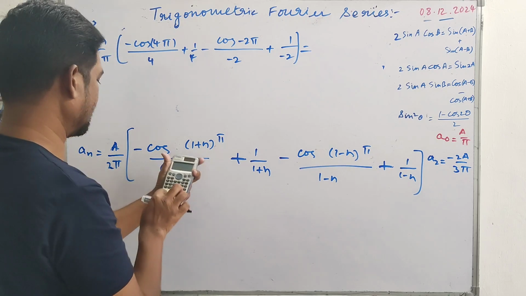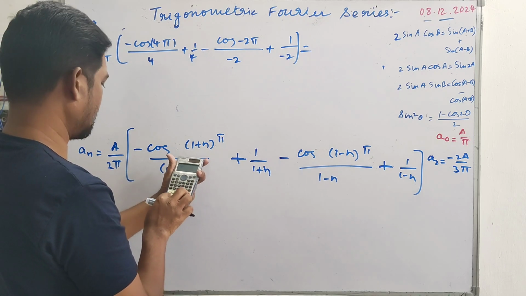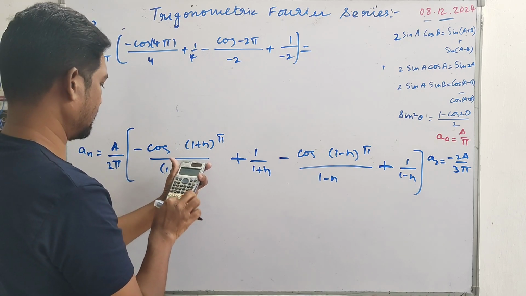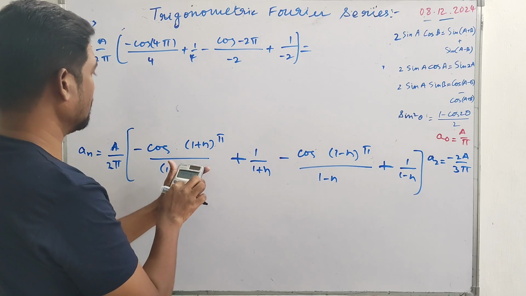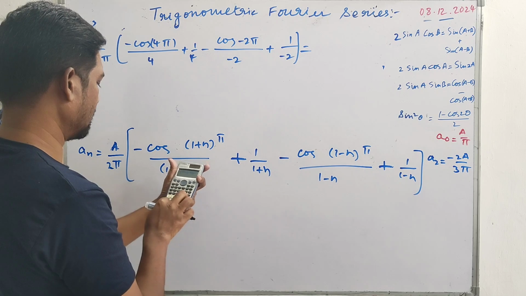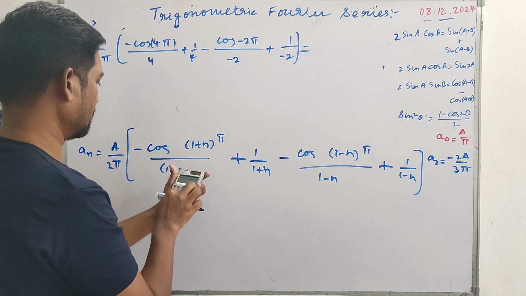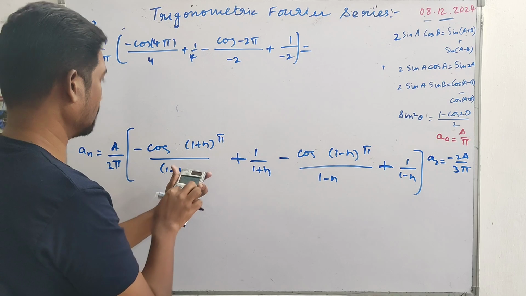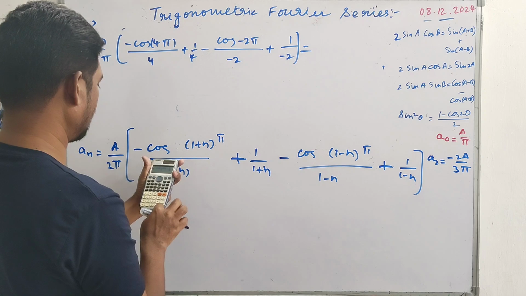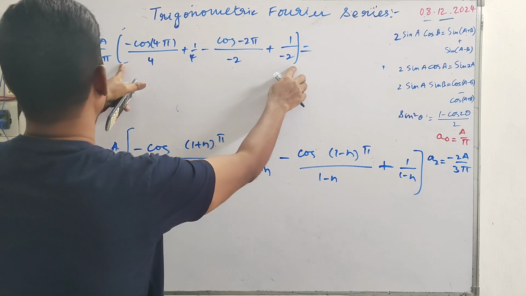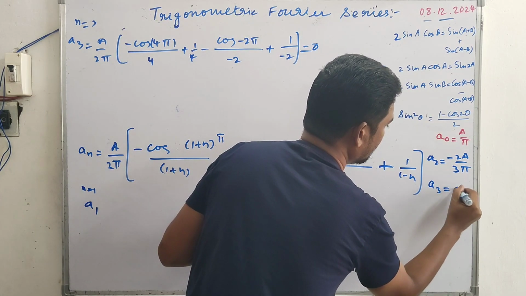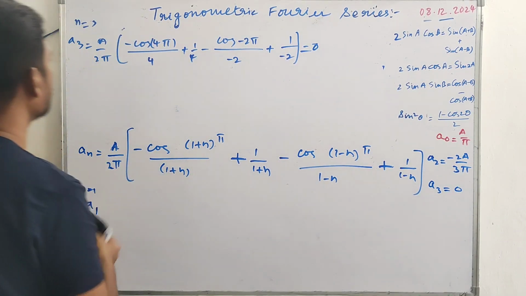Using the calculator: minus cos 4 pi by 4 plus 1 by 4, minus cos minus 2 pi by minus 2 plus 1 by minus 2. What are we calculating for? So guys, it's a 0. From here to here it's a 0, and 0 into this is 0. In the sense, a3 equal to 0. So a3 is found out to be 0.